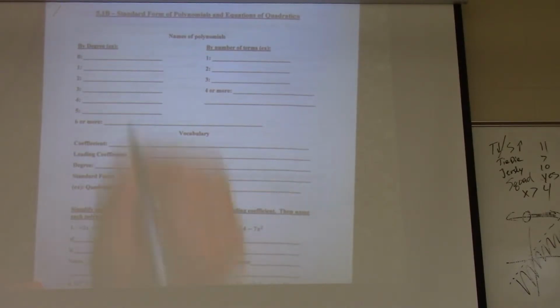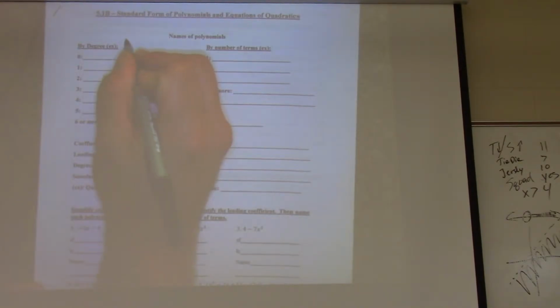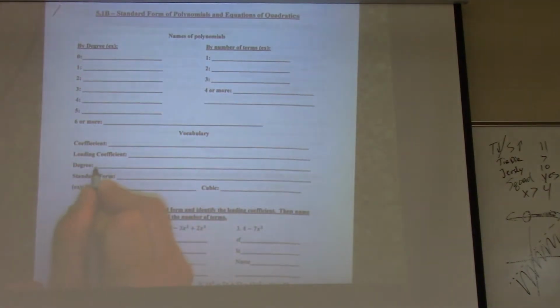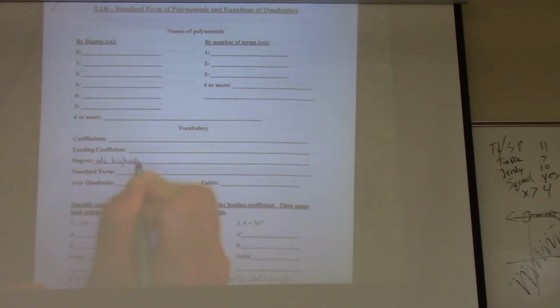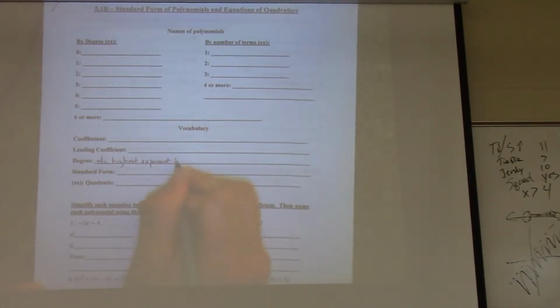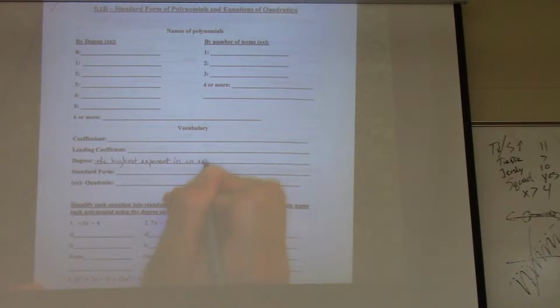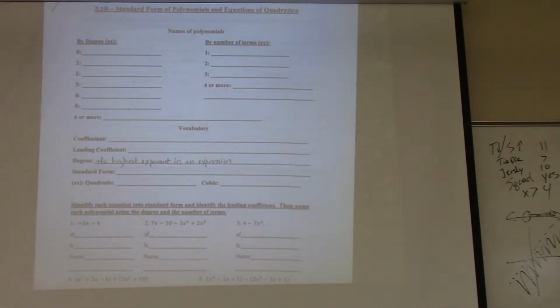Degree means, for example, you know what, let's go down here and define it. Degree is the highest exponent in an expression. So what I mean by that is, like yesterday we talked about things where x squared.